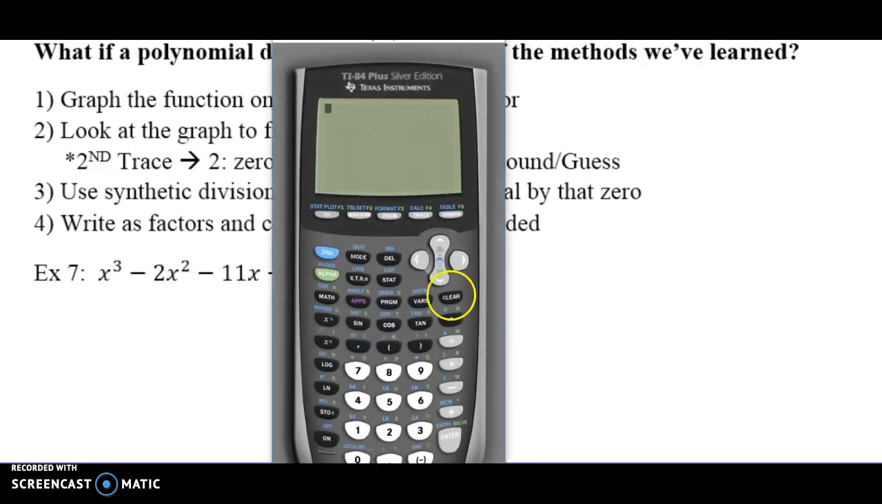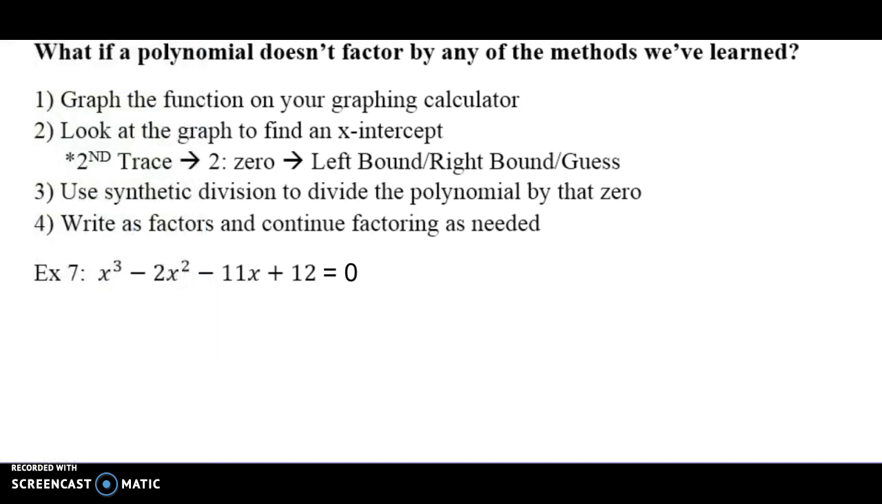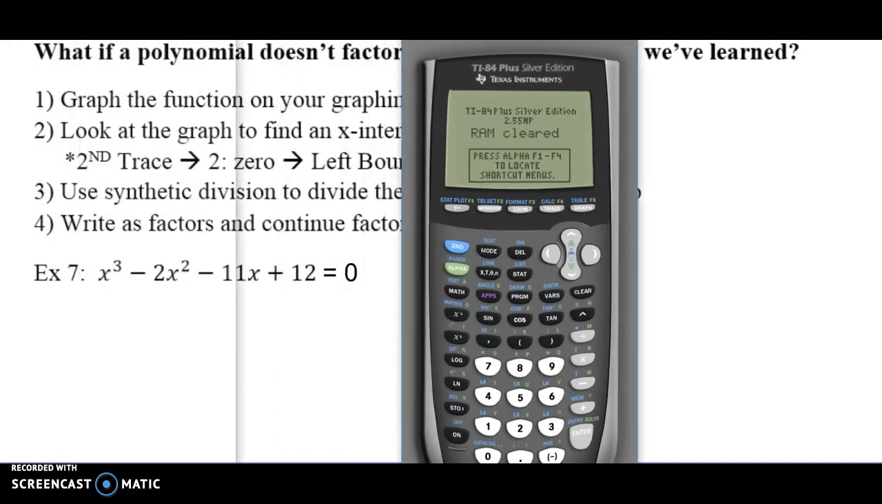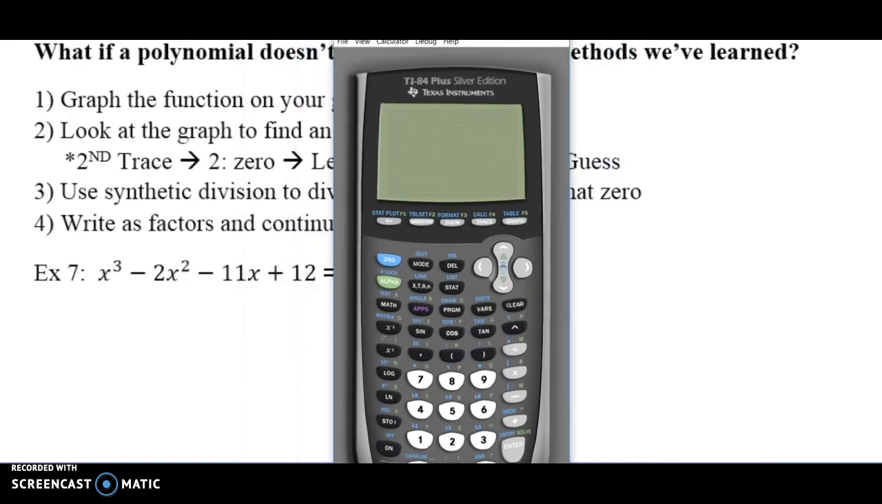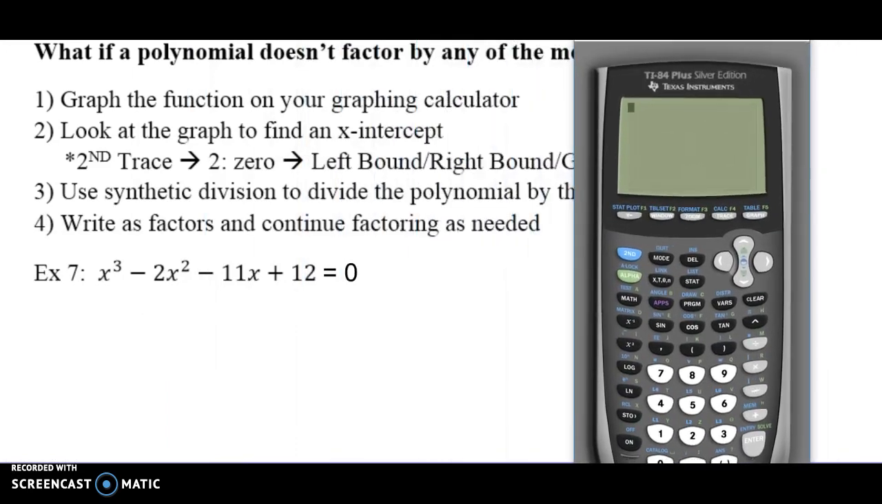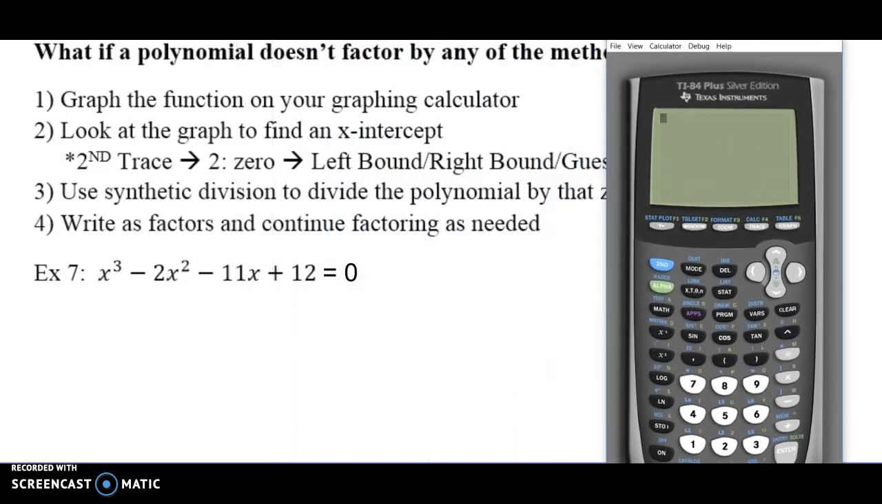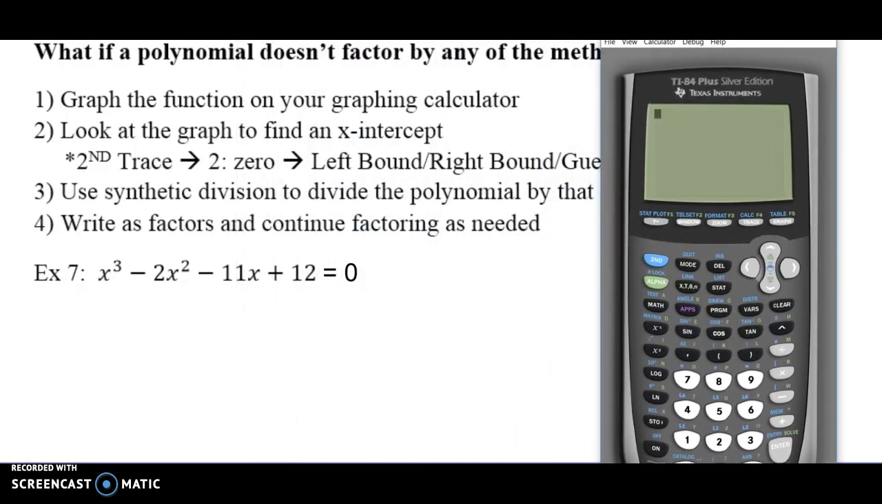So go ahead and find, so we have x cubed minus 2x squared minus 11x plus 12.